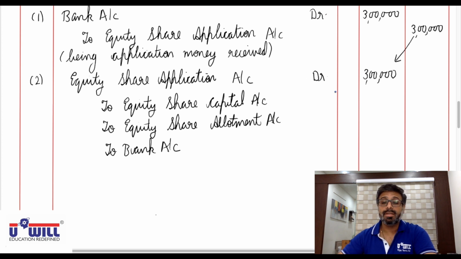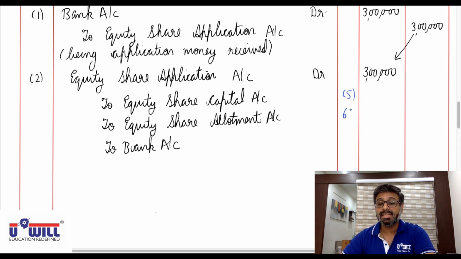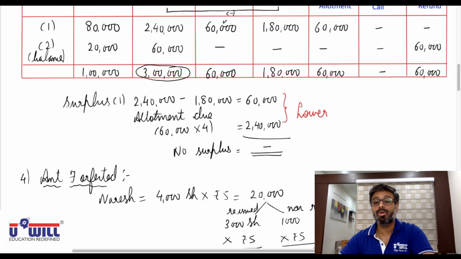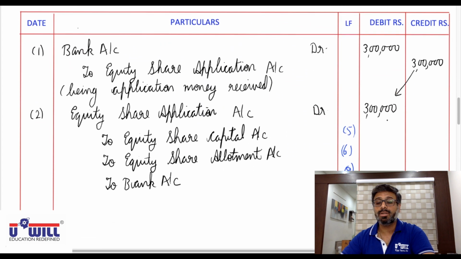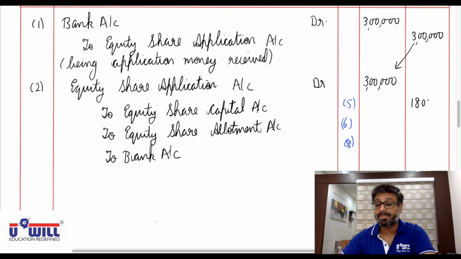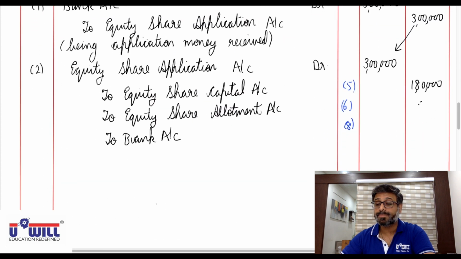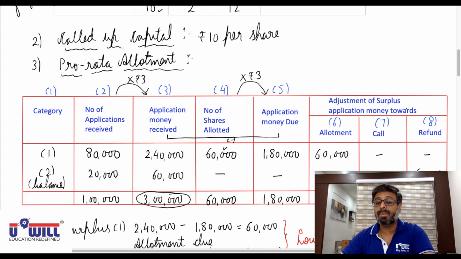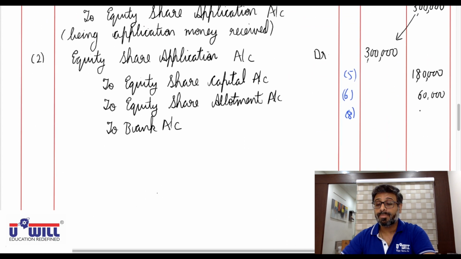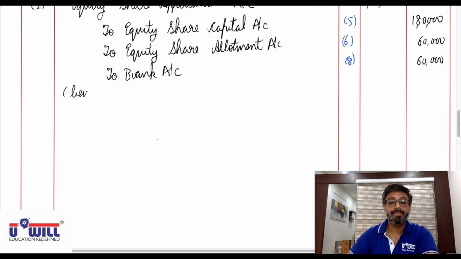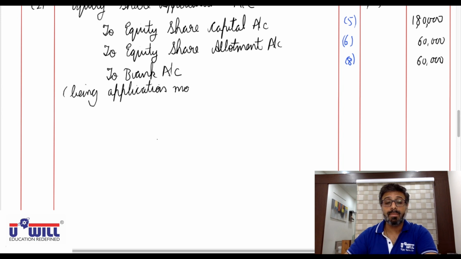And you all remember this, column numbers 5, 6, 7 will not come as there are no calls in advance. So column number 5, what amount do we have? 1,80,000. To equity share capital 1,80,000. Column number 6, 60,000 towards allotment. Column number 8, refund of 60,000. Being application money transferred.